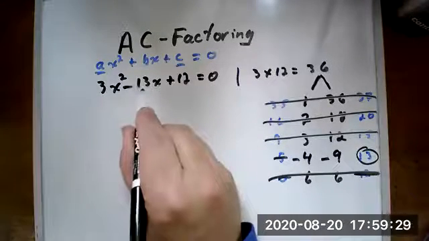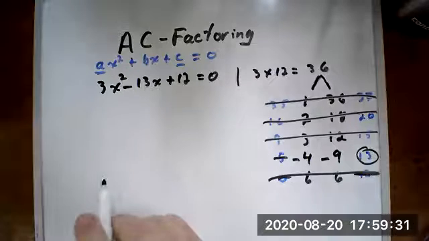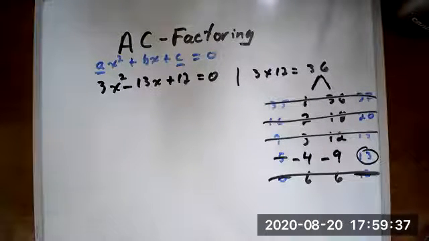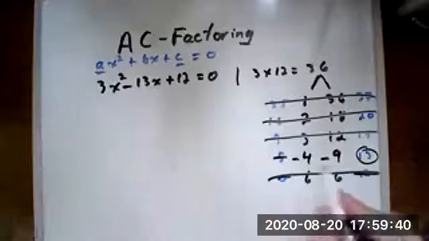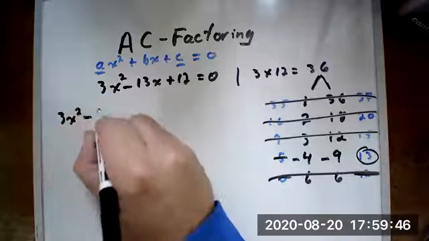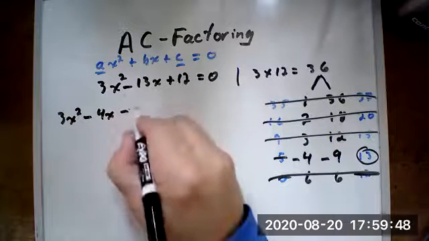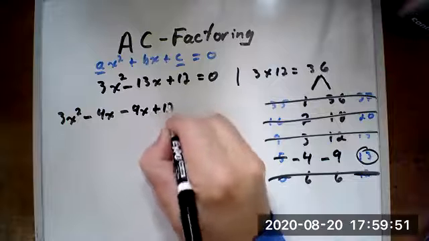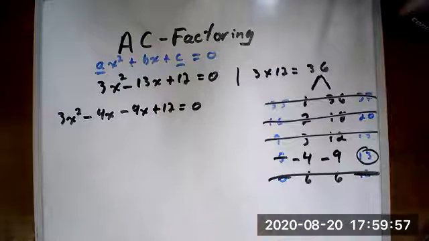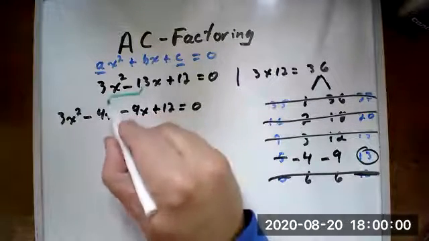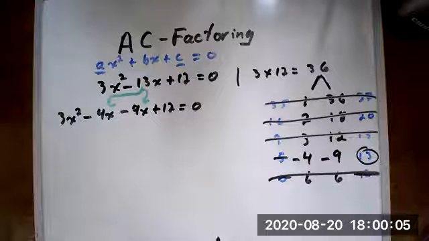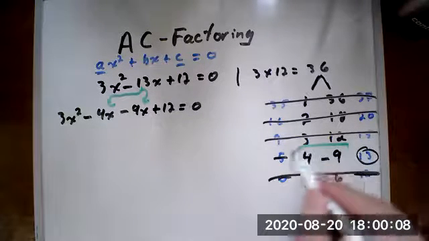Then I'm going to take my negative 13 and break it out into negative 4 and negative 9. It doesn't matter what order this goes in. It still works out the same way. I tend to take it in the order that I've written it down. 3x squared minus 4x minus 9x plus 12 equals 0. So again, to be clear, this 13 is now those things, and they come from this.